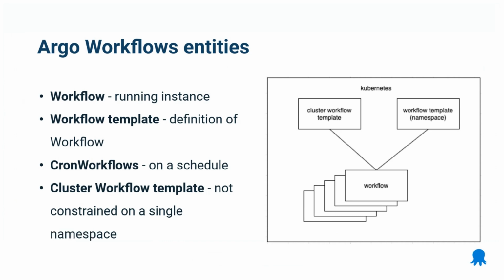And because it's Kubernetes native, Argo Workflows essentially describes a new set of Kubernetes resources in the form of CRDs. You have a resource that describes how a workflow should run, like a template. Then you have a resource for the actual running instance, and then several other resources for other things, like workflows that execute on a schedule.